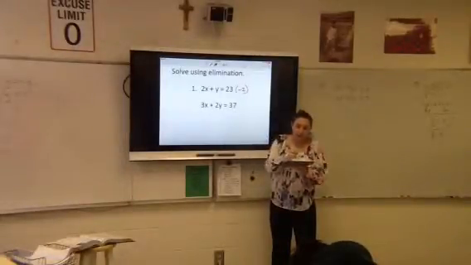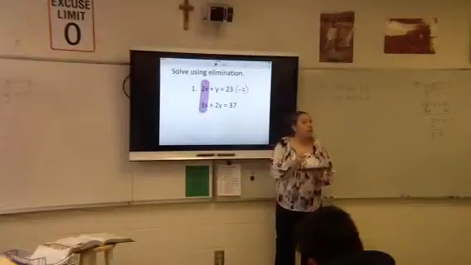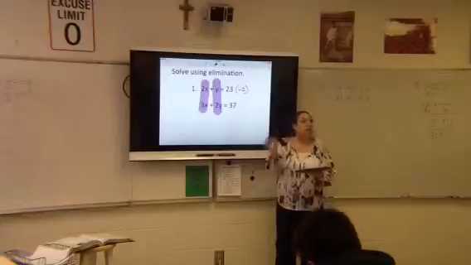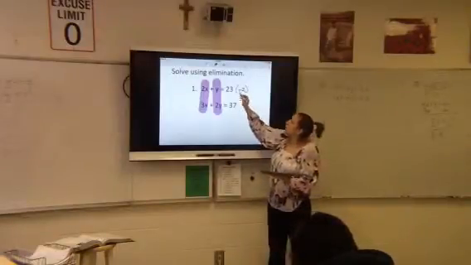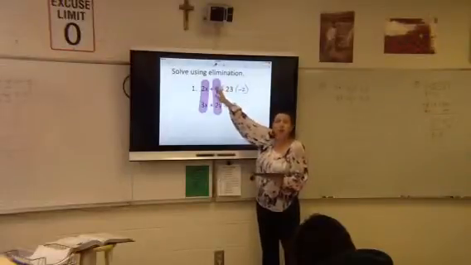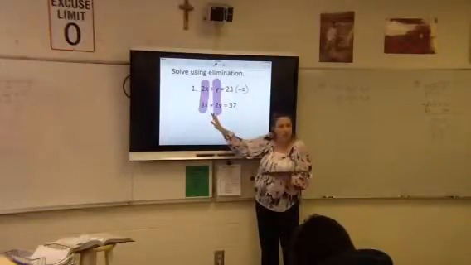Okay? So it does not matter. You can eliminate X's or the Y's. It does not matter. So here, I'm going to multiply this by -2. So I'll have a +2 and a -2. Now they cancel. Does that make sense?